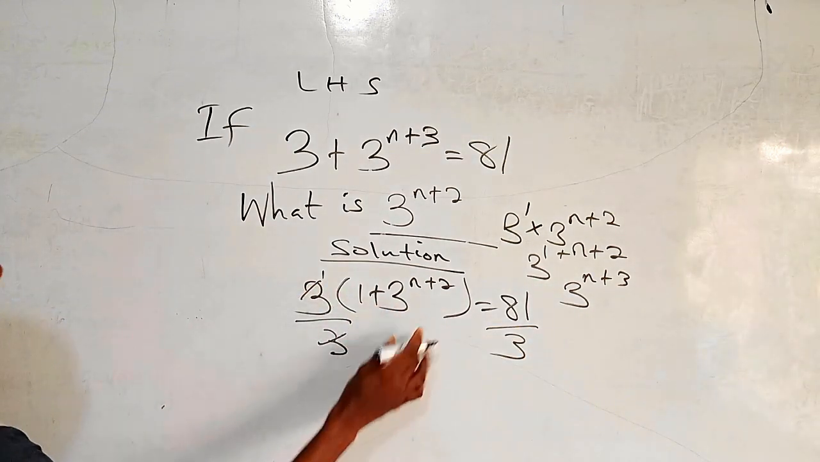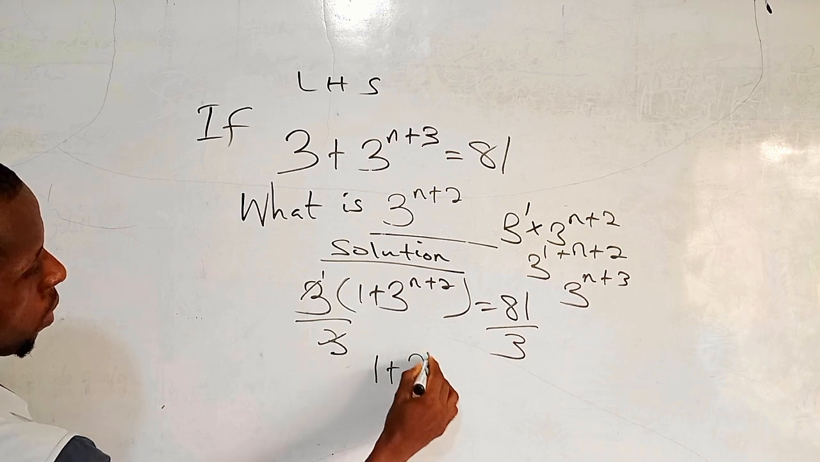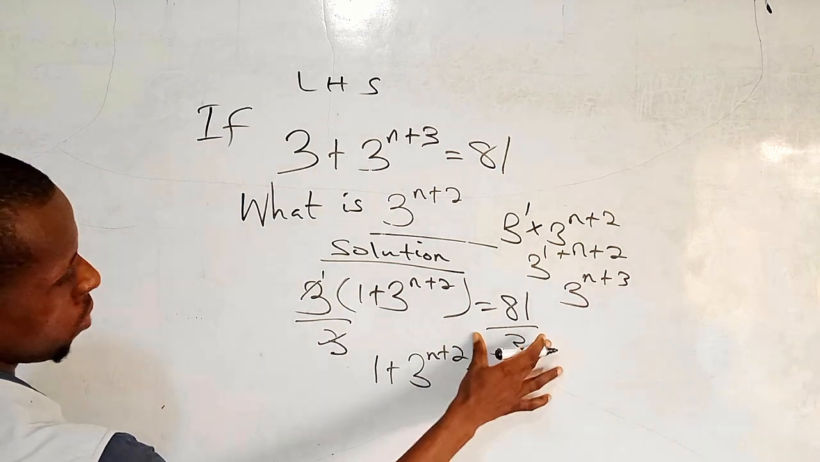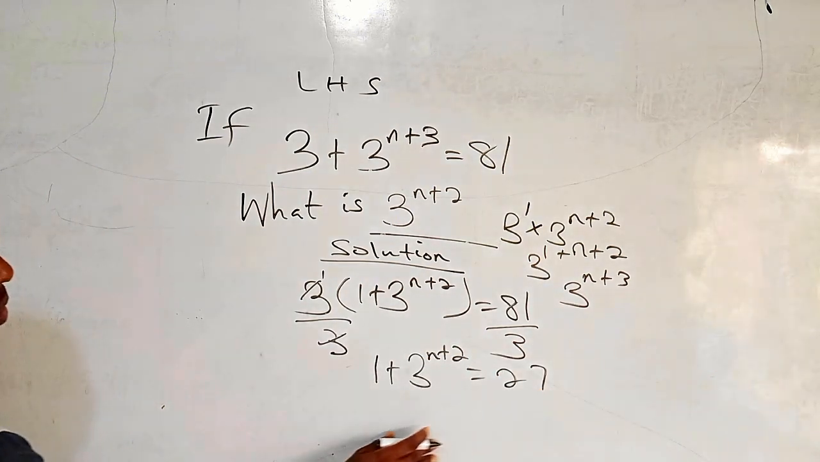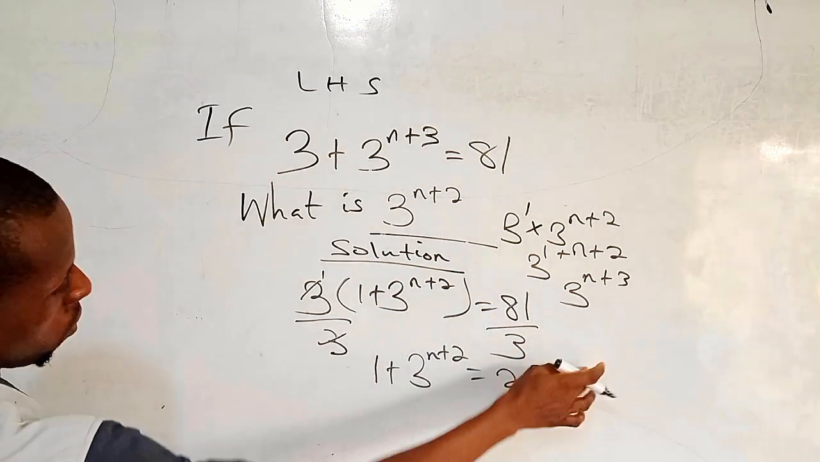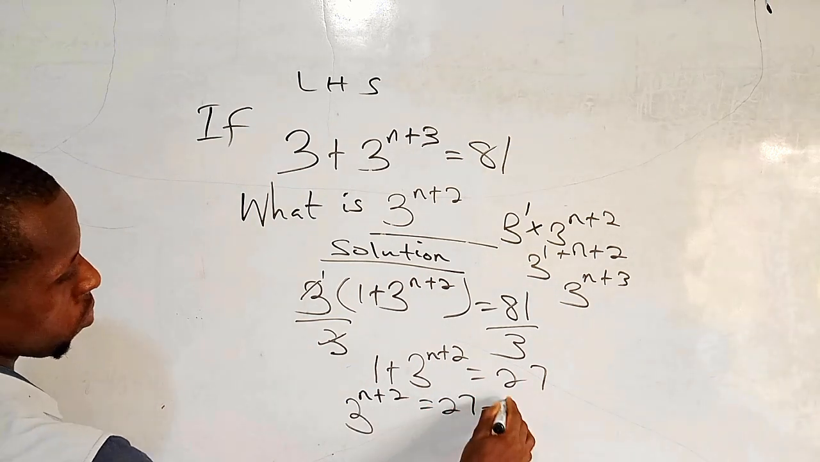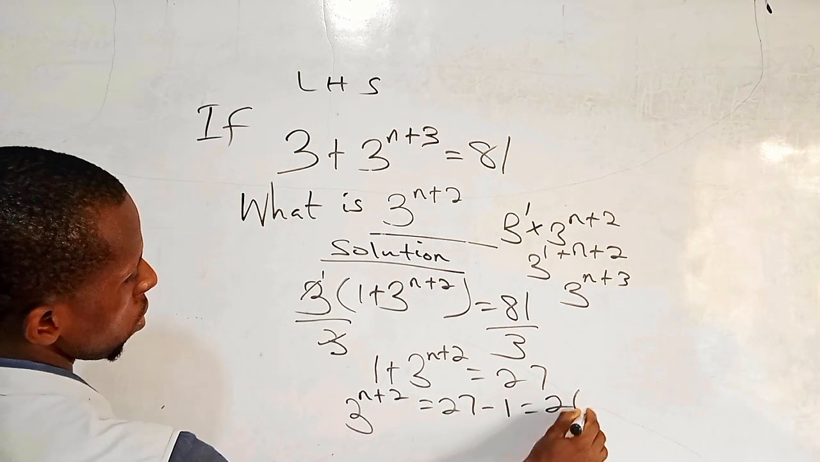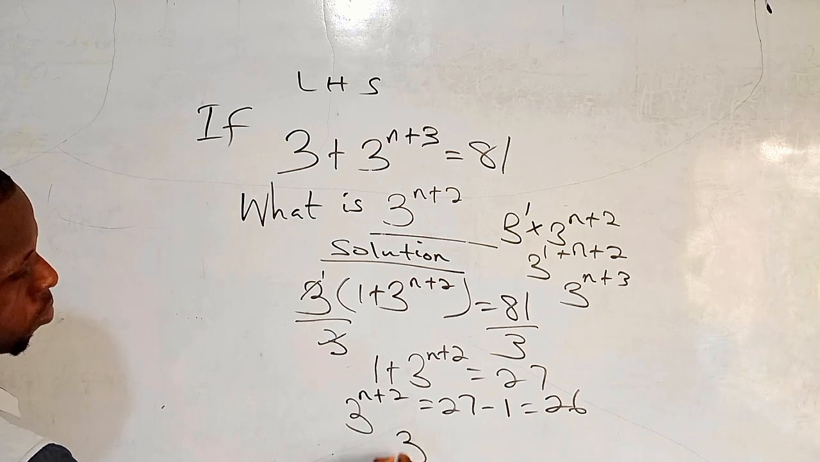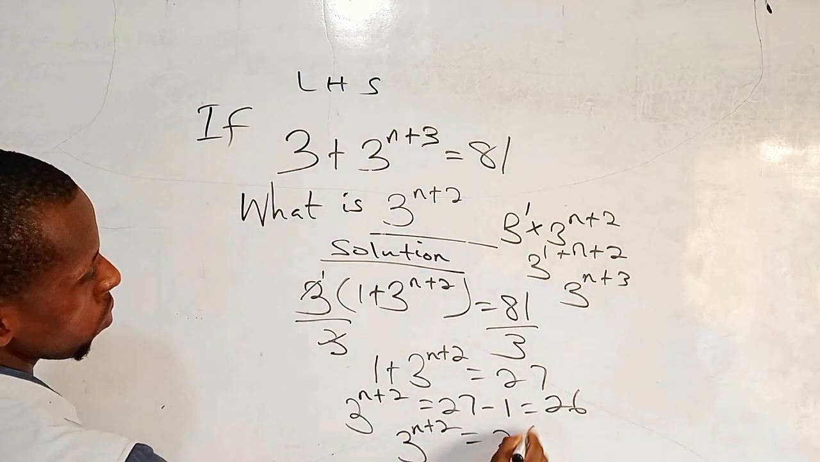So this can go, and I have 1 plus 3 raised to the power n plus 2 equals, when I divide this, 27. So I can transfer this 1 to the other side. I have 3 raised to the power n plus 2 equals 27 minus 1, that is 26. So my answer is 3 raised to the power n plus 2 equals 26.